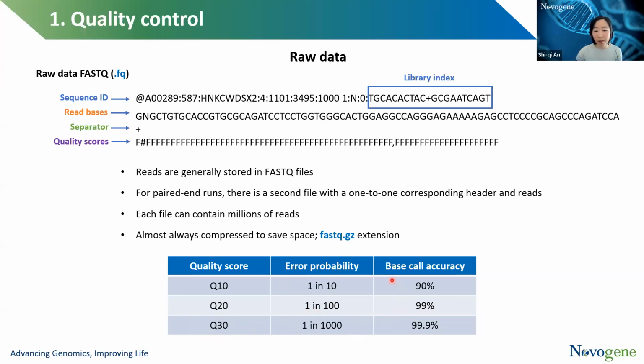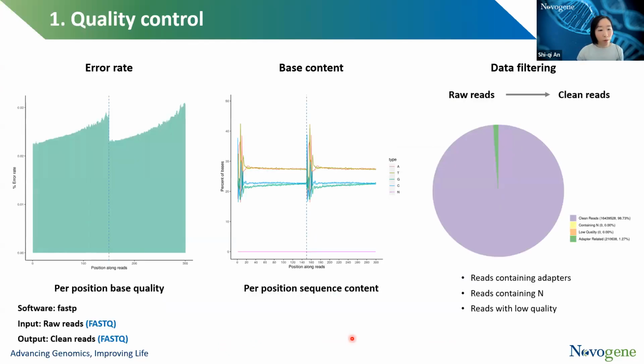But also that means, in the other way, for accuracy, that 99.9% is actually accurate. Okay, so that is what the quality score means. And so for this quality control step, we use a software called FASTP.